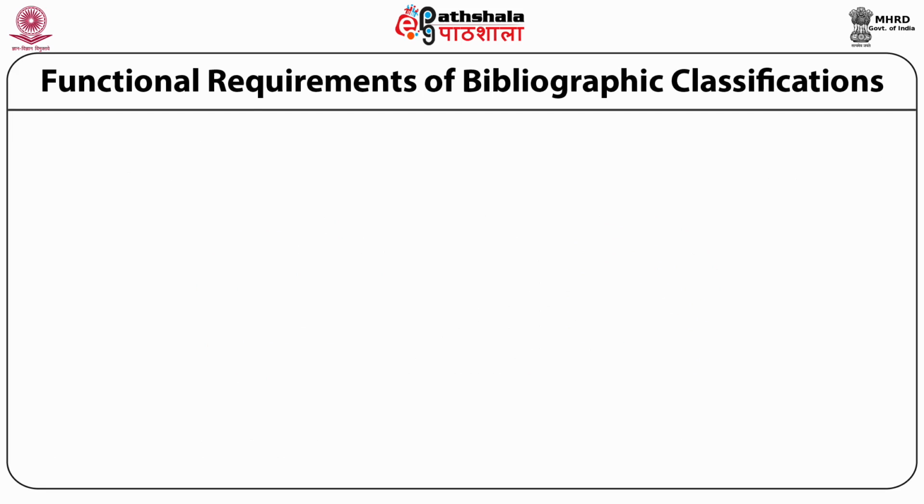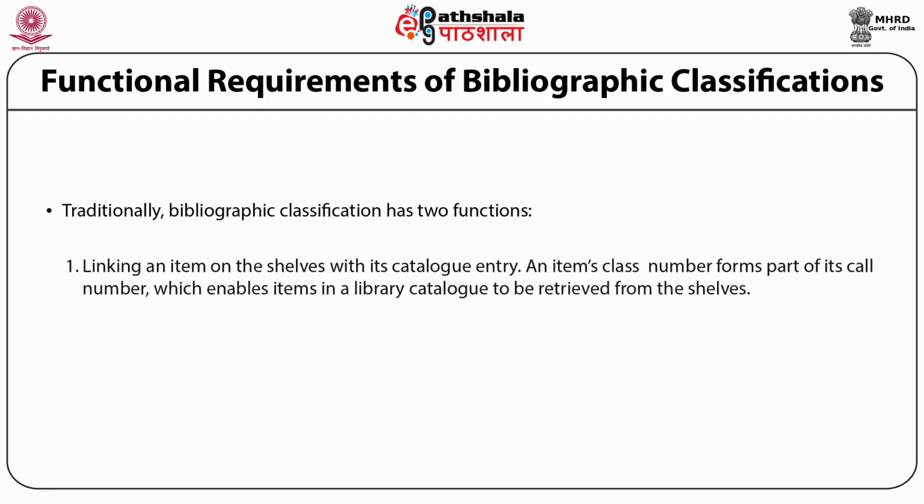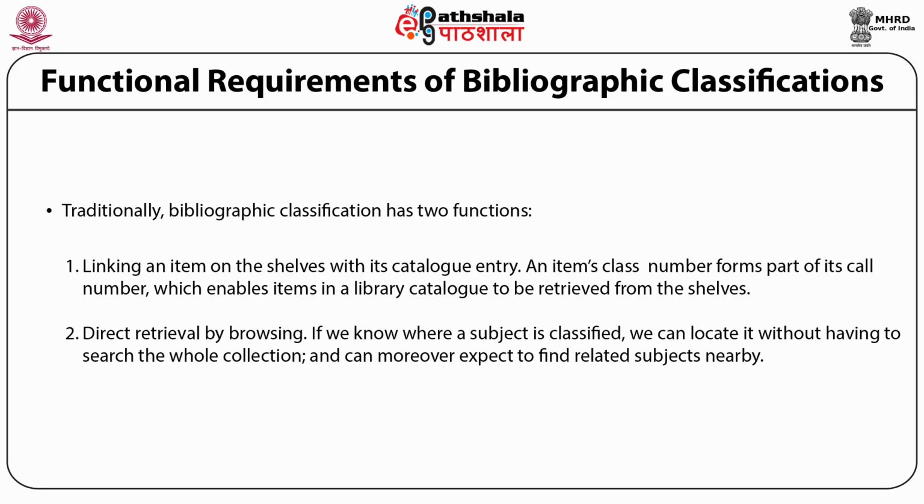Since in a library we are dealing with bibliographic classifications or library classifications, such a system has two major functions, namely linking an item on the shelves with its catalog entry. An item's class number forms part of the call number, which enables items in the library catalog to be retrieved from the shelves. And second, direct retrieval by browsing. If we know where a subject is classified or we know the broader map, we can locate it without having to search the whole collection going to the catalog, and can moreover expect to find related subjects nearby while browsing.